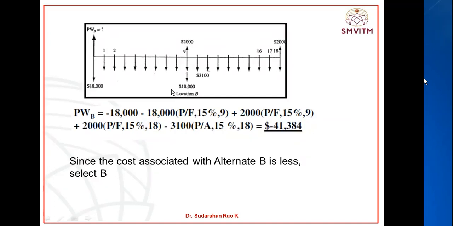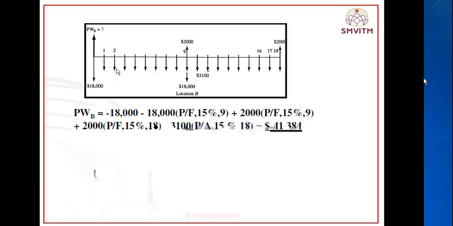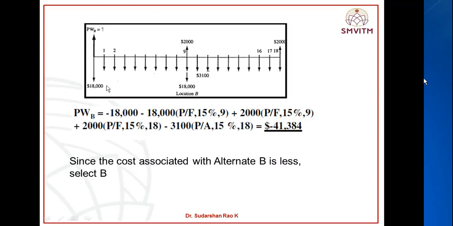For the second alternative, B, the life is 9 years, so it should be repeated twice, the first cycle and second cycle. The first cycle of B has an initial investment of 18,000 and 3,100 every year for 9 years, then the return of 2,000 rupees at the end of the 9 years. Then the second cycle: at the end of the 9th year, once again 18,000 investment, then 3,100 for the next 9 years, then 2,000 at the end of 9 years, that is the 18th year. Twice it should be repeated.